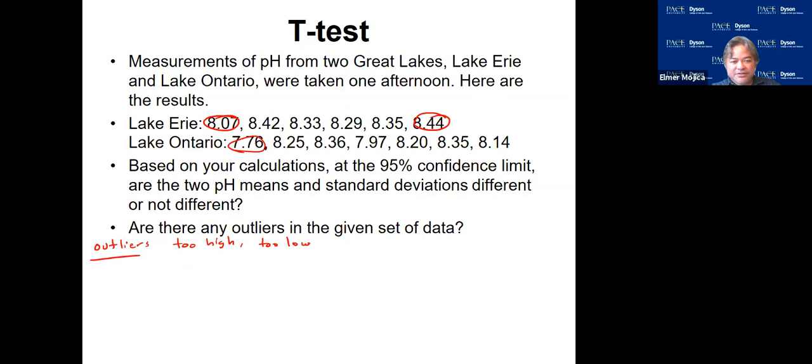And here, what are the outliers for Lake Ontario? I think this is the lowest, right? And the highest would be that one. And then we're going to do a Q test. If we're going to do the Q test, we have gap over range. So gap is just your suspected outlier minus the closest value that it has, over the highest and the lowest value.